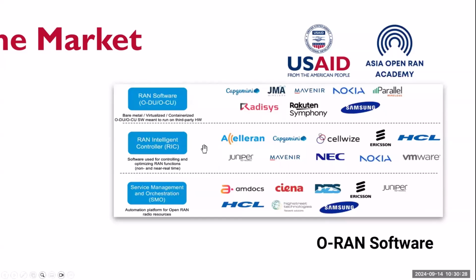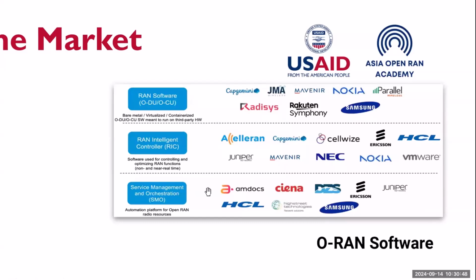For the RAN Intelligent Controller or the RIC, so these are the software used for controlling and optimizing the RAN functions, including the near real-time and the non-real-time RIC. Andyan ulit sila Cellwise, sila Ericsson, HCL, Juniper Networks, Mavenir, NEC, Nokia, and VMware.